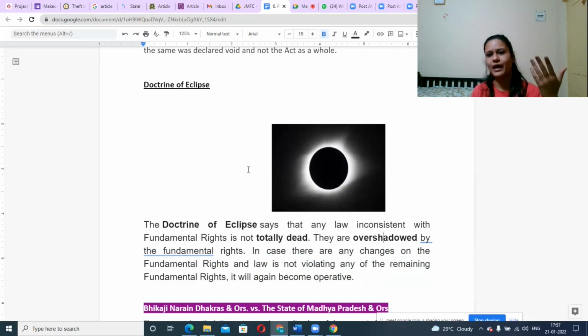Okay, just like how it happens in case of a solar eclipse, right? The sun would be behind, and then once the shadow goes off, we can again see the sun. We again get the sunlight. Same ways, legislation is there, it is just overshadowed by part three. There may be a possibility that at a future stage, it may be removed also. If it's removed, we can see the legislation. It would be applicable to us. Okay, is it clear?